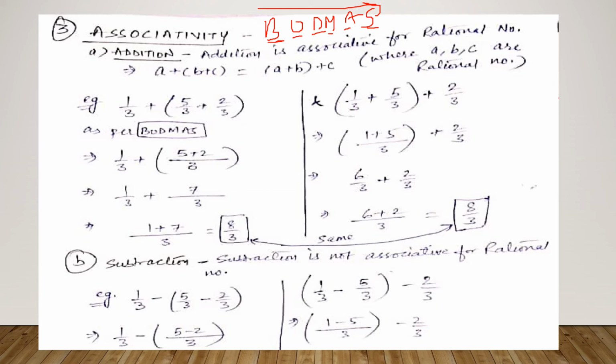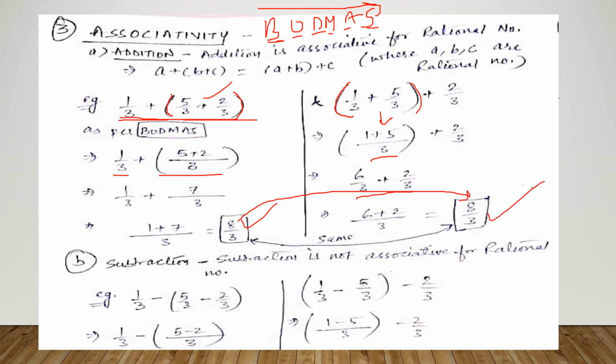You can see in the example shown over here, I have put the bracket on the second and third. So first these two will be solved. So 1 by 3 plus 5 plus 2 upon 3, the answer came as 8 upon 3. In the second example, I have taken the same numbers but put brackets on the first and second terms. So solve this. We have got 6 upon 3 plus 2 upon 3, the answer is 8 upon 3. So you can see the answer is the same irrespective of the bracket position. Hence we call such things associative. So addition is associative for rational numbers.